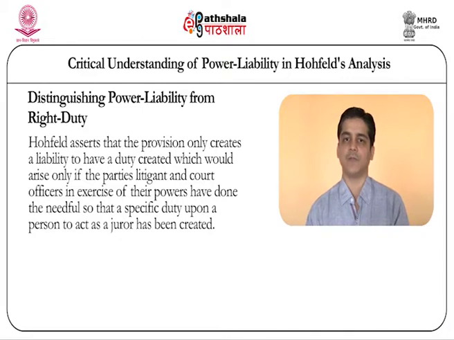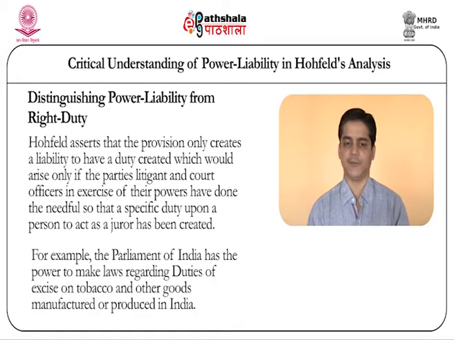For example, if a white male of 21 years of age, in the above example, is never called to be a juror, which means in relation to him, the power was never exercised, he will never have a duty to become a juror. So, power liability relation refers to a potential, refers to an ability. Exercise is another question. Same example can be taken in relation to the Constitution of India as well.